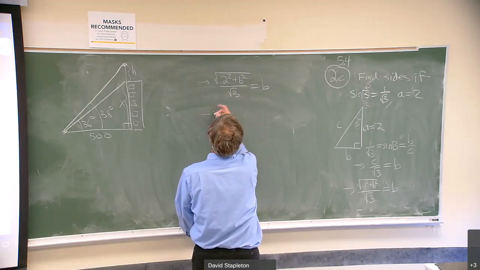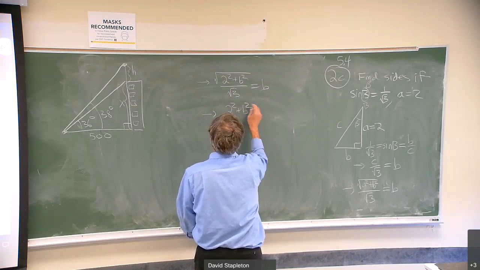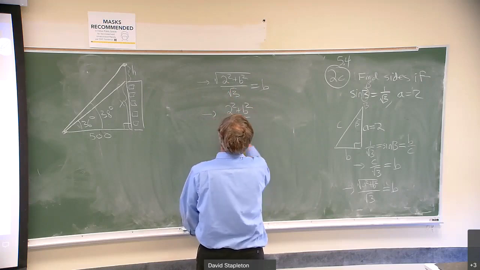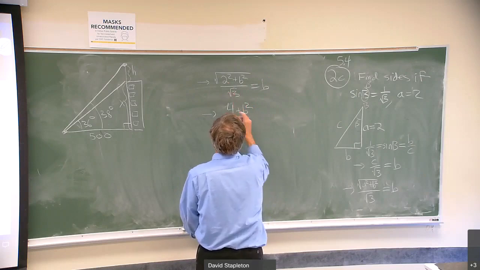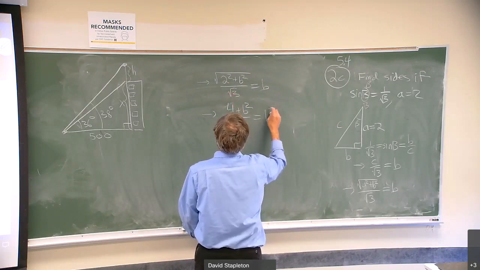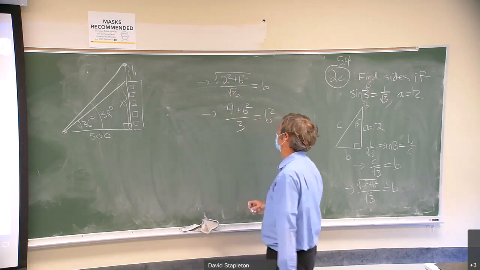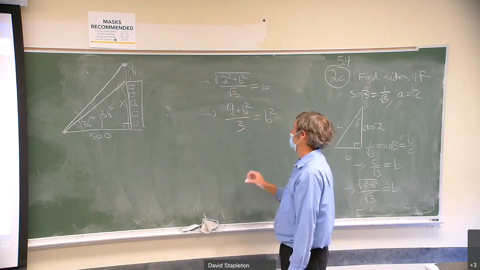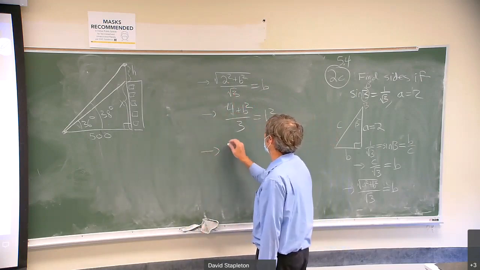And now, if I square both sides, the square of the left is 2 squared plus B squared over 3, which is 2 squared, 4. Right? And the right side is B squared. So they're squaring both sides. And now we can solve this, right? Because we just got it down to one variable.